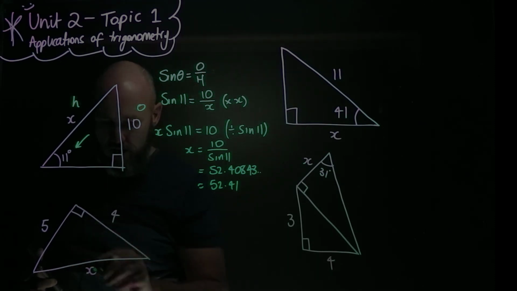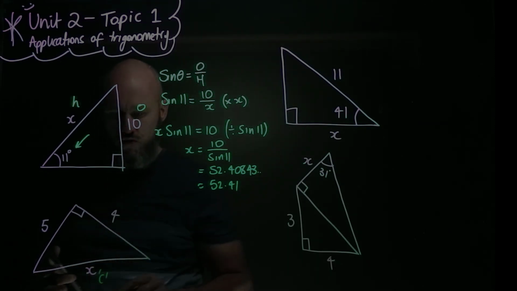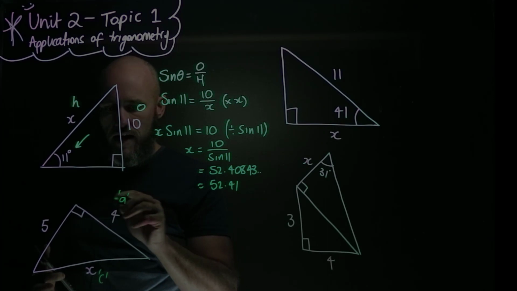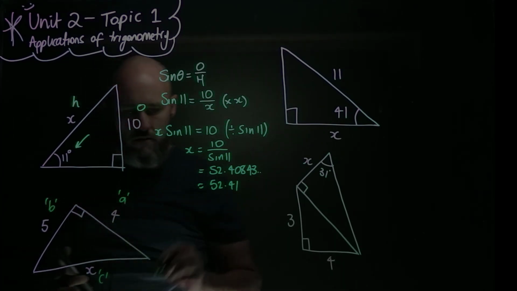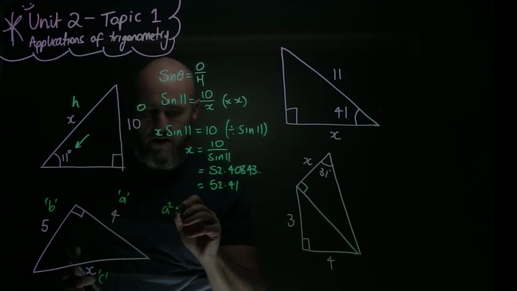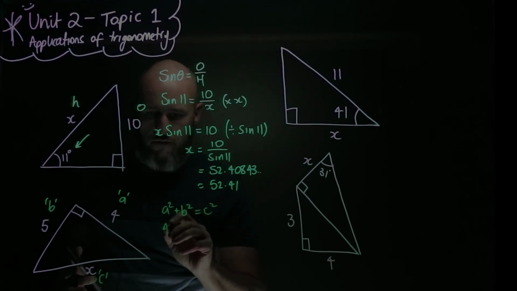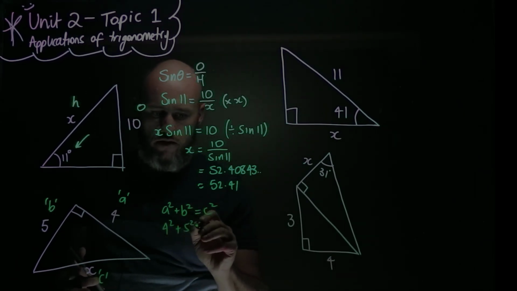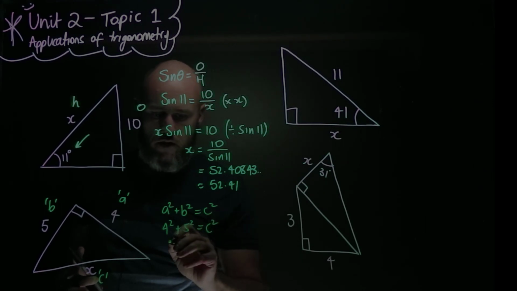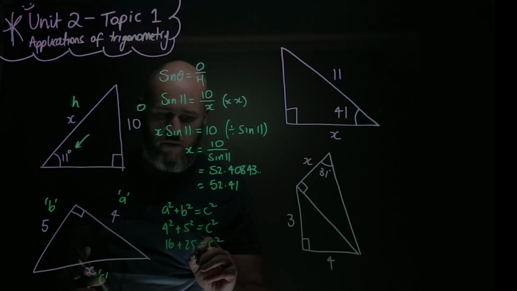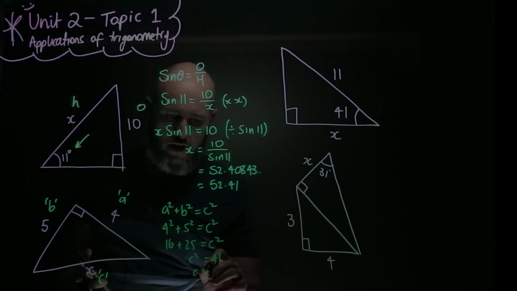The hypotenuse is the one that I usually call C, and I can call this A and B in any order. And so Pythagoras Theorem is that A squared plus B squared equals C squared. And so we get 4 squared plus 5 squared equals C squared. 16 plus 25 equals C squared. C squared equals 41. I've done a little swapperoo there. C is equal to the square root of 41, whatever I get from that.